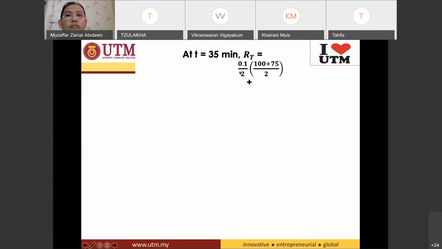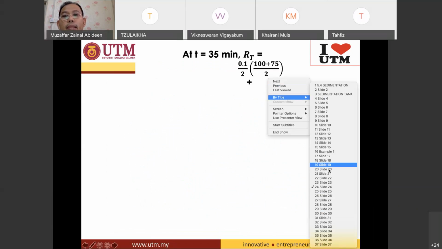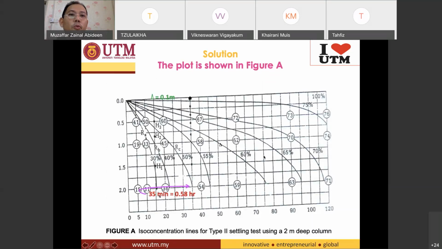2 is the total height of the column. And then we have the iso-concentration line of 100 plus 75 divided by 2. That is the first delta H1. And then we go for the delta H2, which is 0.2 meters. Remember, this line is the 75% line, and this one is the 70% line.